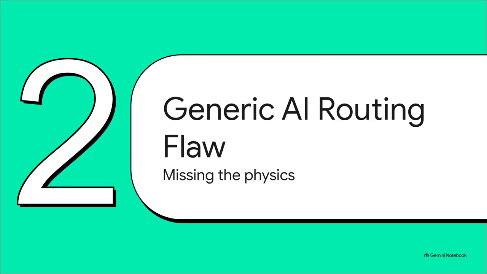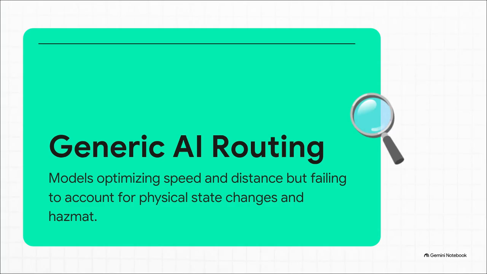Section 2. The generic AI routing flaw. Because when you try to force this highly specialized freight into standard off-the-shelf routing systems, things break down incredibly fast. See, standard AI optimizes for speed. It looks at travel time, distance, and basic dock hours. And hey, that's absolutely fantastic for standard trucking, but it completely misses a crucial detail.